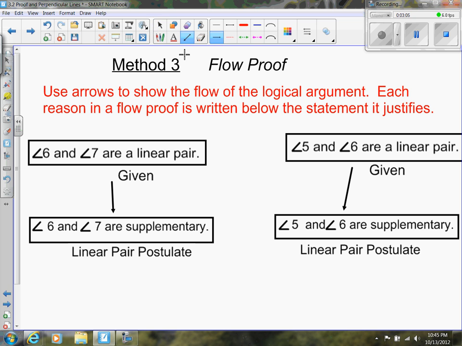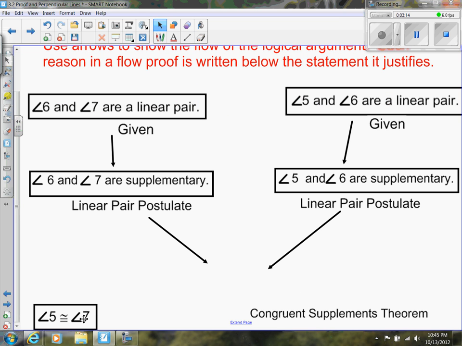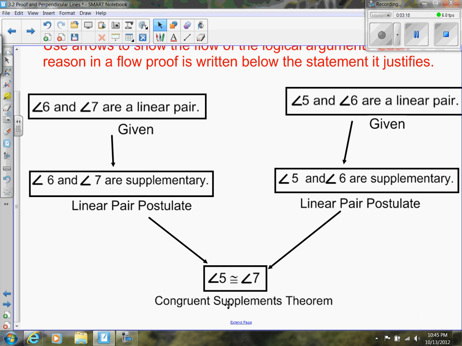Then we have to use both of these statements to come up with our conclusion down here that angle 5 and angle 7 are congruent to each other, and the reason is congruent supplements. So I like this because it shows what you need to make the statement. If you look back at that two-column proof, the flow is just not there. This flows, it shows where it's going.